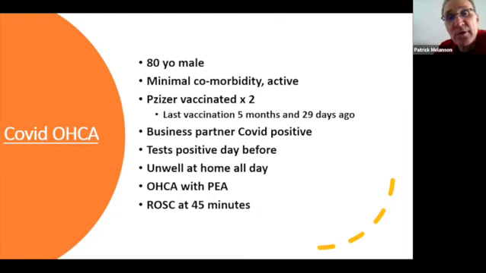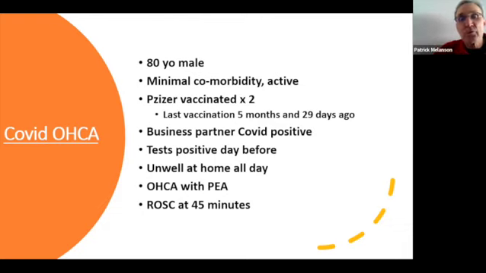Anyway, we'll start off with a case. This is a case from Sunday night in the emergency department. I was on in the ICU overnight. An 80-year-old male, minimal comorbidity, a very active guy who still works, vaccinated twice, last vaccination 5 months and 29 days ago. I highlight that because he tried to get the booster twice in the past month, but was refused both times because he hadn't made it up to the 6-month point. He had an appointment this past Tuesday to get his vaccination. His business partner tested positive, so he knew he'd been exposed.